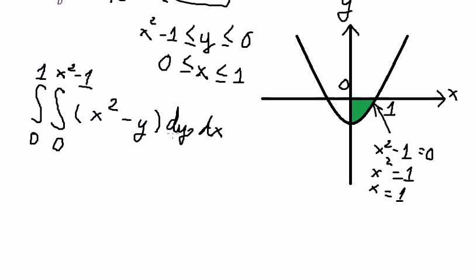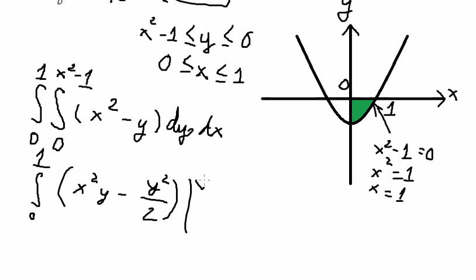Next, this is about y. So x will be the number, y will be the variable. So you get x squared y minus y squared over 2. And we put the bounds in here, x squared minus 1 and number 0 in here, dx. So we put this one in here and here.